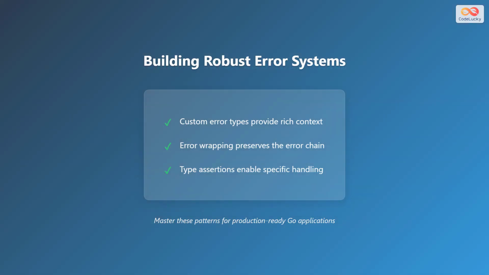Custom error types provide rich context about errors, making debugging and handling easier. Error wrapping preserves the error chain, allowing you to trace back to the original error. Type assertions enable specific handling of different error types, allowing you to take different actions based on the error. Mastering these patterns can help us to make our Go applications production-ready.